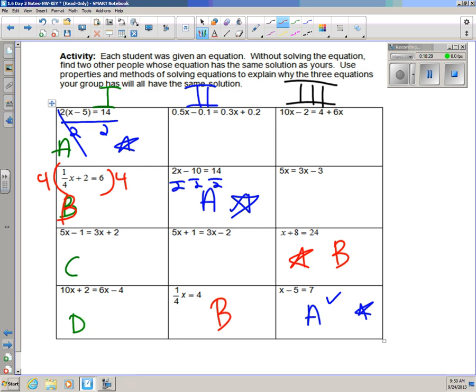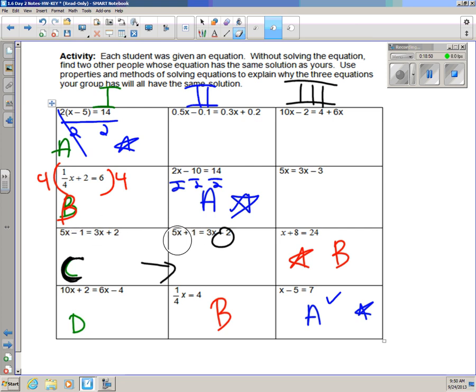Let's look at equation C. Column 2. Do you see anything that's the same? It's definitely not this one, because I can't have a -1 and a +1 and say those are equivalent. That's not the same. I can't have a +2 and a -2. Those can't be the same.